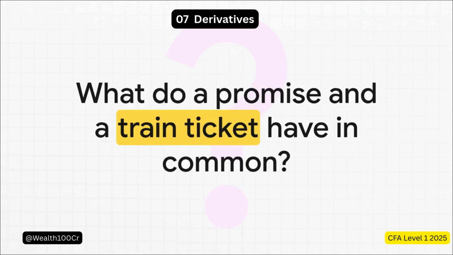So let us begin with a small puzzle, just for fun. I want you to think, what does a simple promise you make to your local shopkeeper and a train ticket you book from the IRCTC website, what could they possibly have in common? It seems a little strange, no? But the answer, you see, is the key to this entire topic.